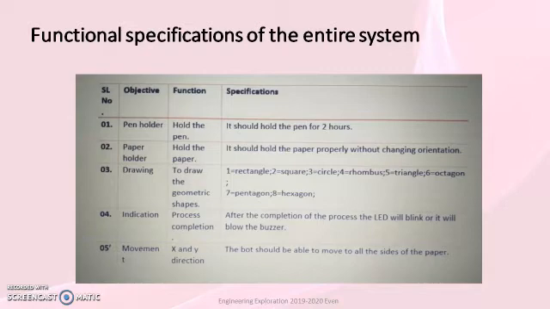To draw the geometric shapes: 1 rectangle, 2 square, 3 circle, 4 rhombus, like that. Process completion: after the completion of the process, the LED will blink. X and Y direction: the board should be able to move to all the sides of the paper.